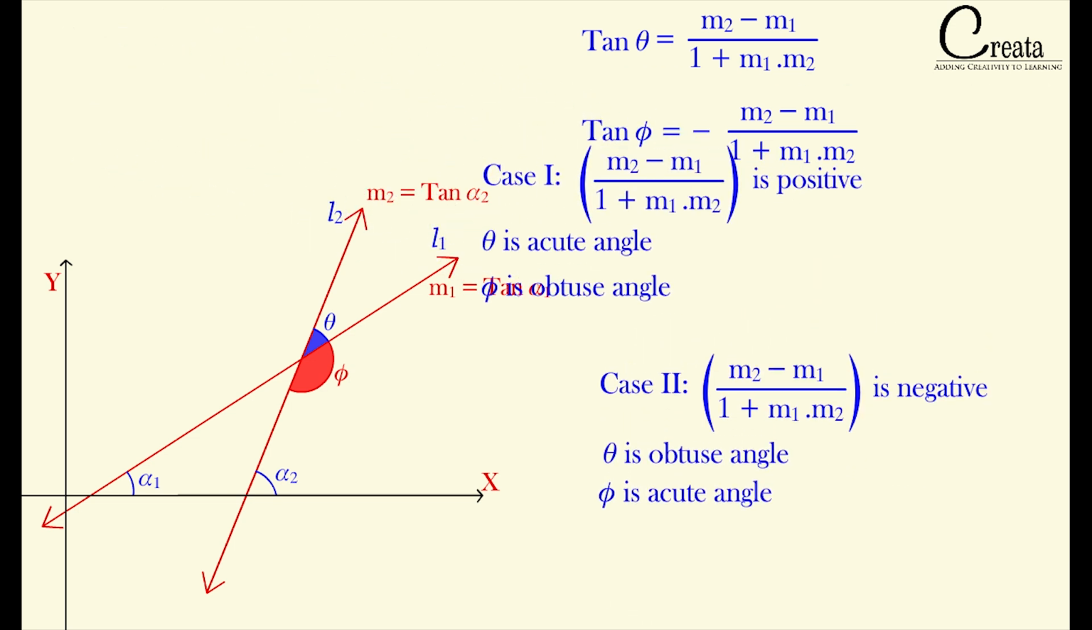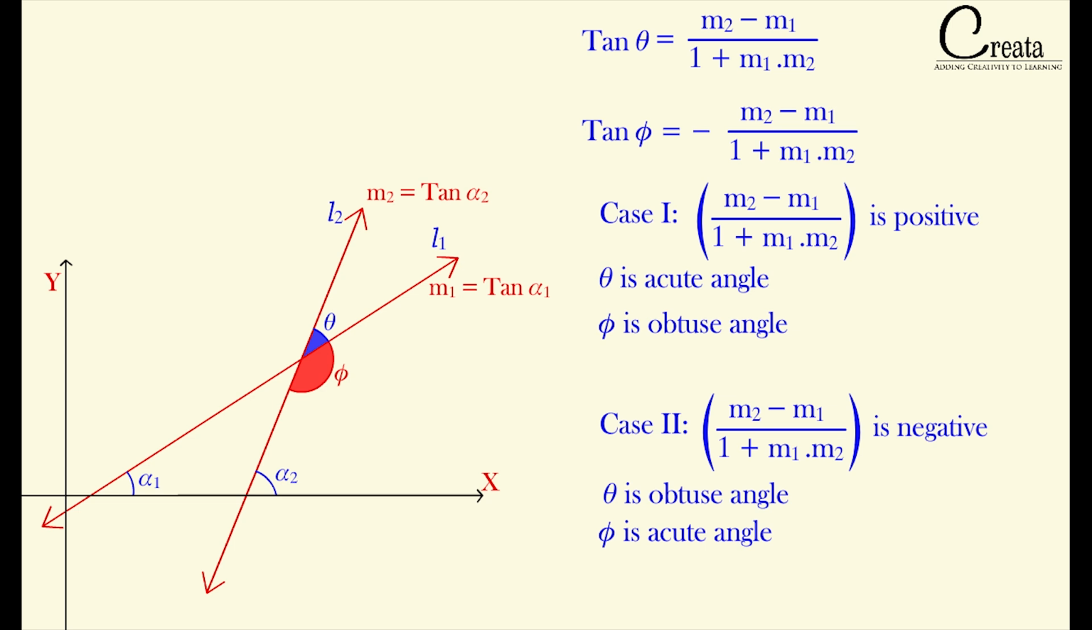So basically from both of these terms, we got a concept, that is m2 minus m1 upon 1 plus m1 into m2, this term can be positive or negative. Okay, and based on this term we can decide whether the angle is an acute angle or an obtuse angle. So can we write the formula of tan theta as mod of m2 minus m1 upon 1 plus m1 into m2? Okay, we have used the mod because either this term is positive or this term is negative. So we have used the mod symbol.